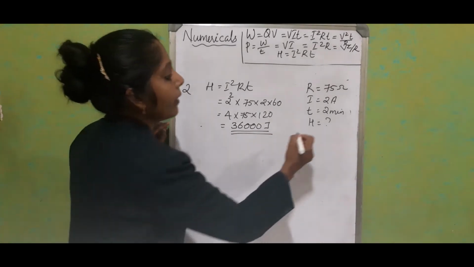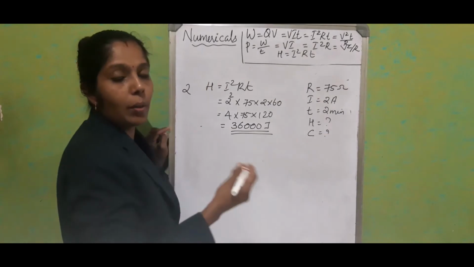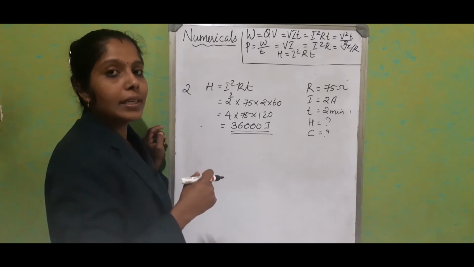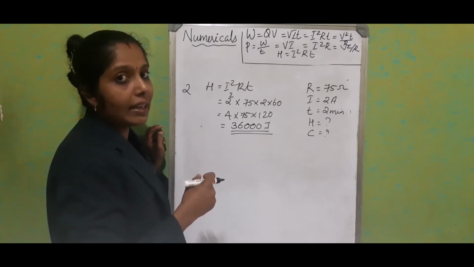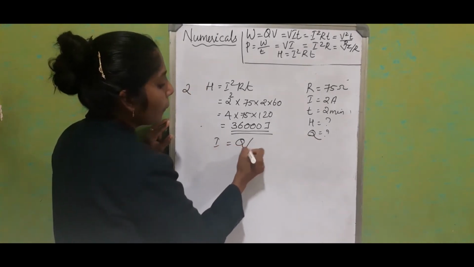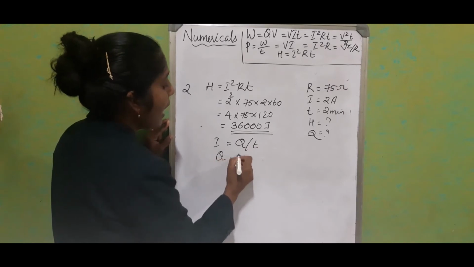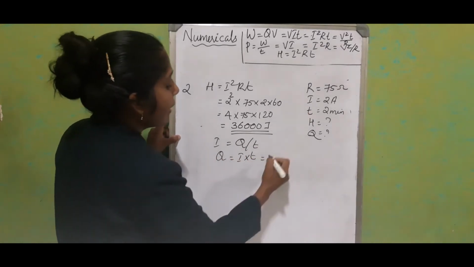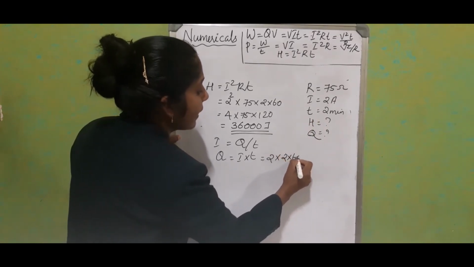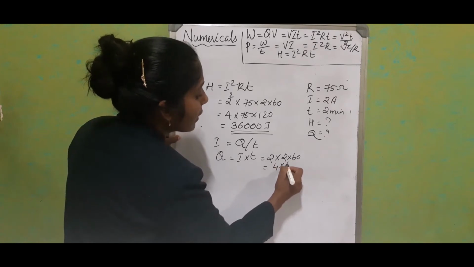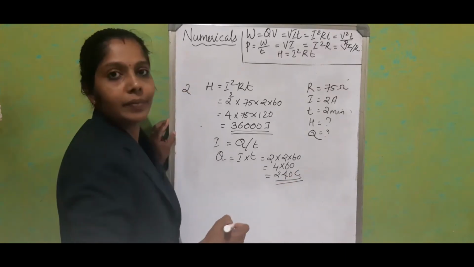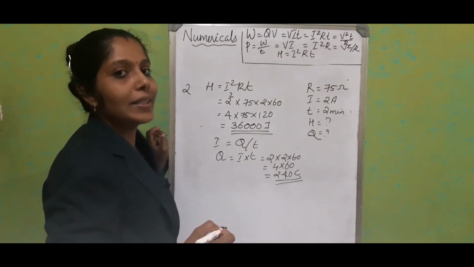And the second part, the charge. How much charge is passed through the circuit? Which equation do we have to use? We studied an equation relating charge and current. So I is equal to Q by T, or Q is equal to I into T. Here I is 2 into 2 minutes, again 2 into 60. So we will get 2 into 120, that is equal to 240 coulomb. Let's move on to the third question.